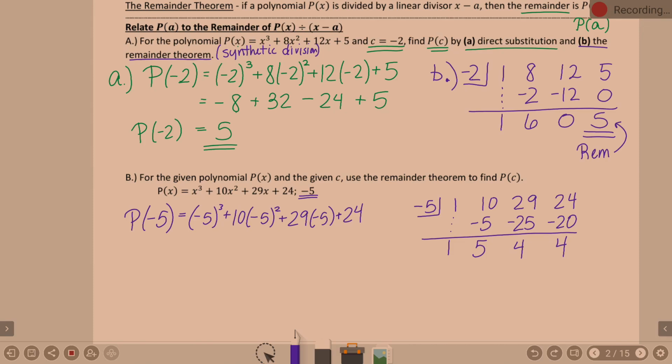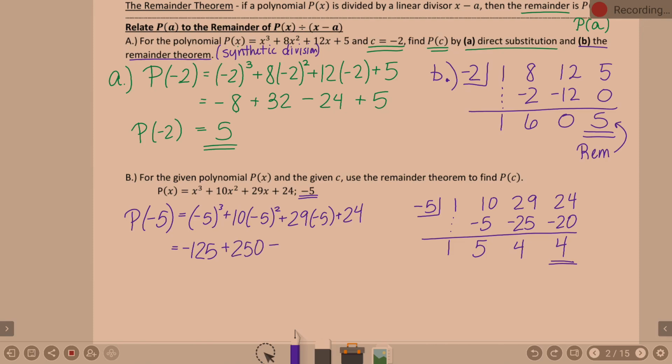4, yes? The answer that we're looking for is 4. Now, would you have gotten the same thing over here? You do. Okay. Negative 5 to the third is negative 125. Negative 5 squared is 25, times 10 is 250.